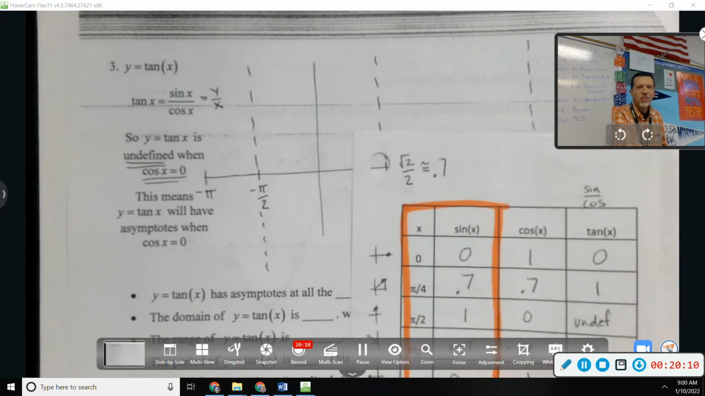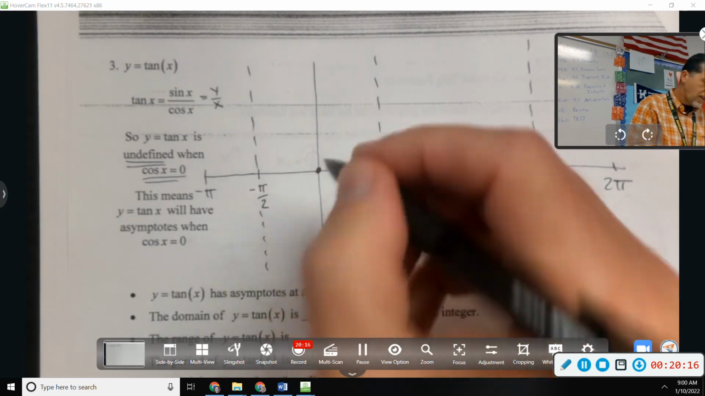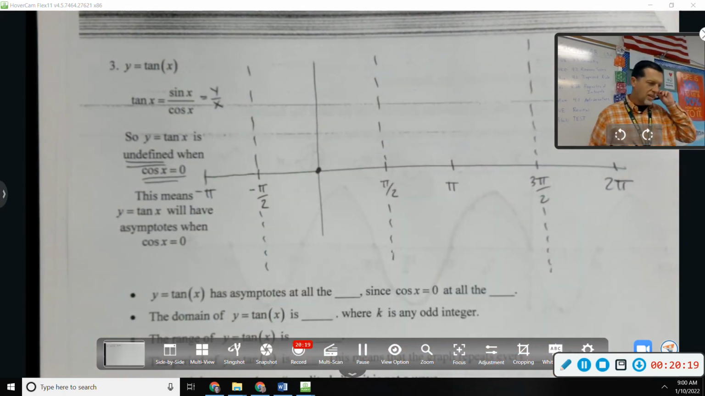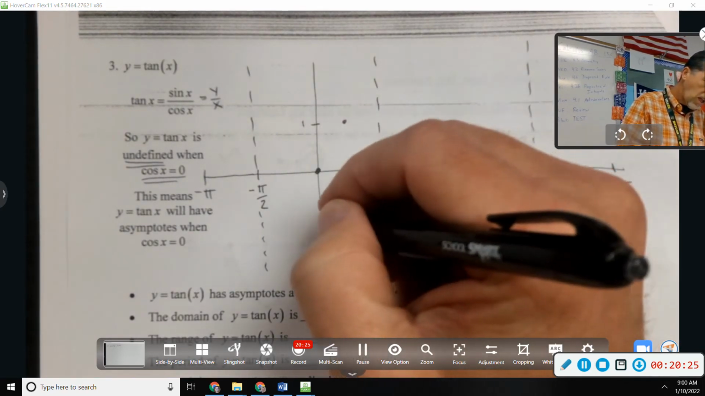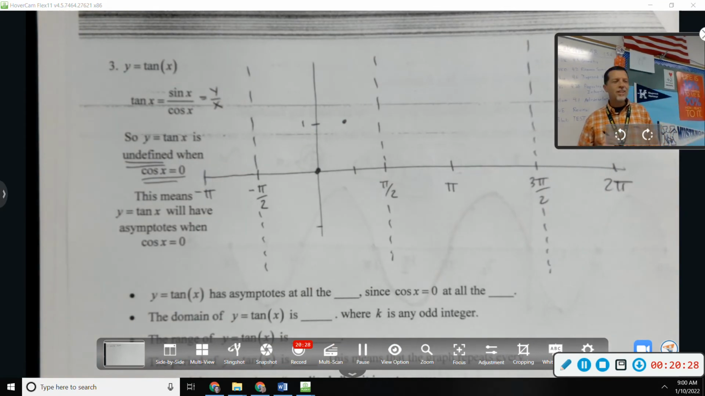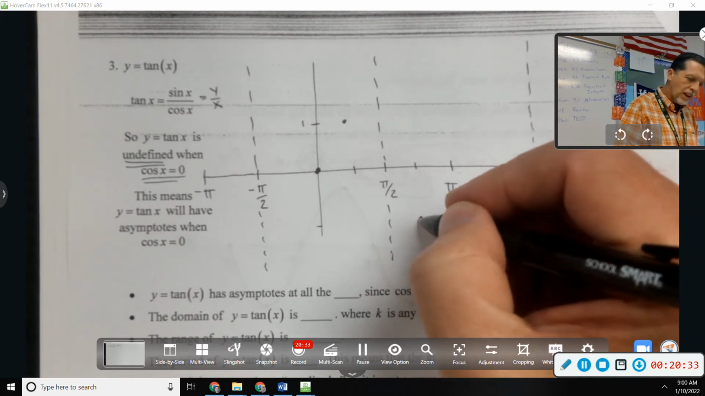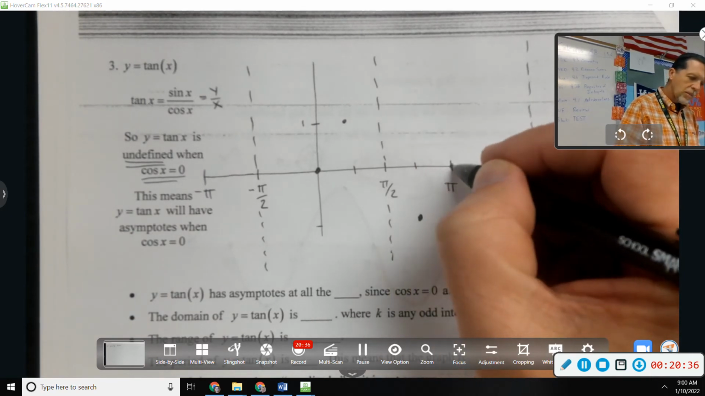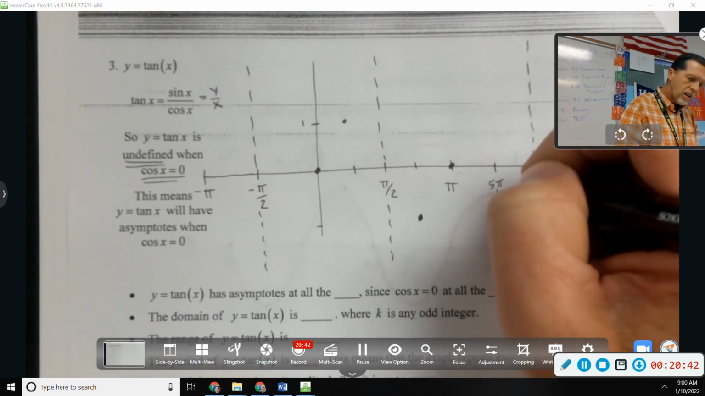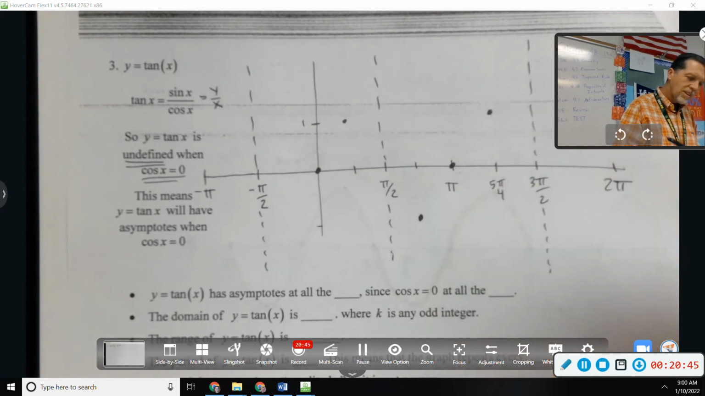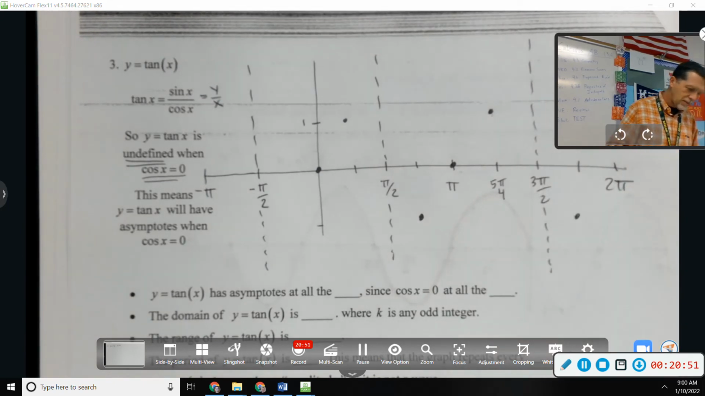From our cheat sheet, the little table we made, the tangent of 0 is 0. The tangent of pi over 4 is 1. This is going to look really weird until we know what we're doing here. Tangent of 3 pi over 4 is negative 1. Tangent of pi is 0. At pi over 4, we're up at 1. At 7 pi over 4, we're at negative 1.